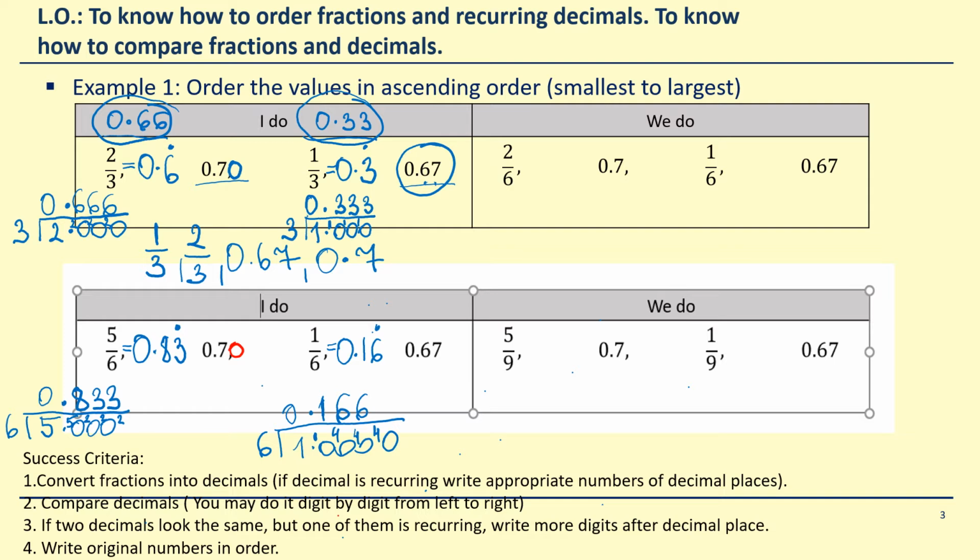So the smallest one is 0.16. So this is the smallest. I use the original value. Next one is, as you can see, this is 0.70, which is bigger than 0.67. So 0.67 is the next one.